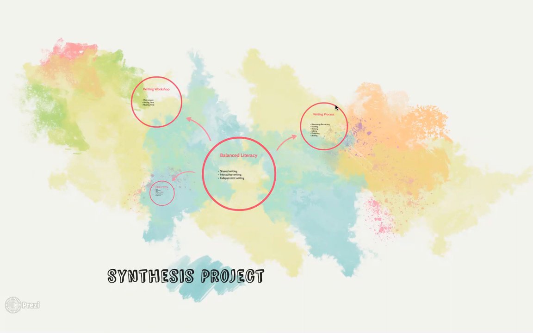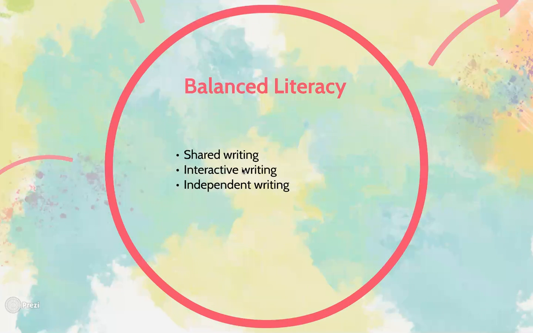First, we're going to be talking about balanced literacy, which connects everything together. There are three objectives in balanced literacy. One, shared writing. Shared writing is where both the student and the teacher create a piece together, although the teacher holds the pen in shared writing.